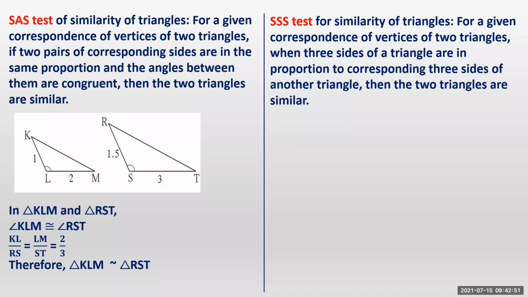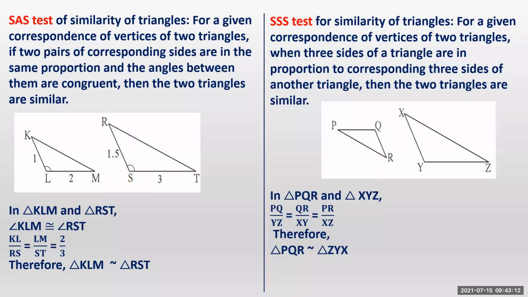SSS test for similarity. For the given correspondence of the vertices of the two triangles, when the three sides of a triangle are in proportion to the corresponding three sides of the other triangle, then the two triangles are similar. Check. In triangle PQR and triangle XYZ, PQ upon YZ equals QR upon XY and PR upon XZ. So therefore, triangle PQR is similar to triangle ZYX.